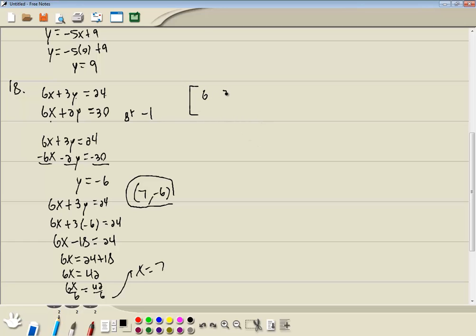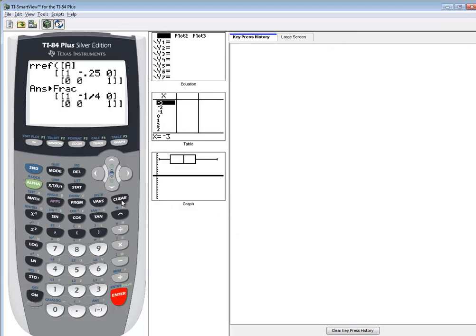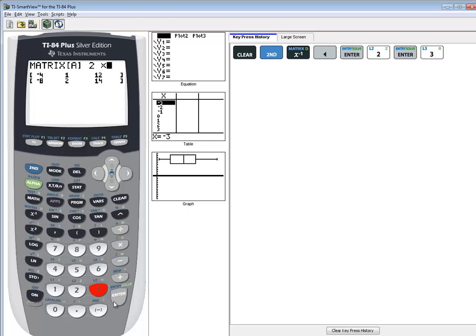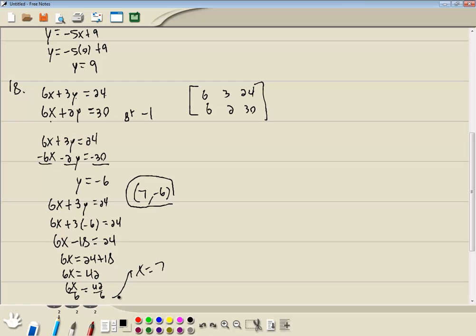So I have my matrix. Drop the x's, drop the y's and equals. Keep the numbers in their signs. Size of this matrix, rows by columns, is 2 by 3. So I'm going to go ahead and put it in. I do second x negative 1. Go over to edit, enter on A, 2 enter, 3 enter. I got 6, 3, 24. And I got 6, 2, and 30.